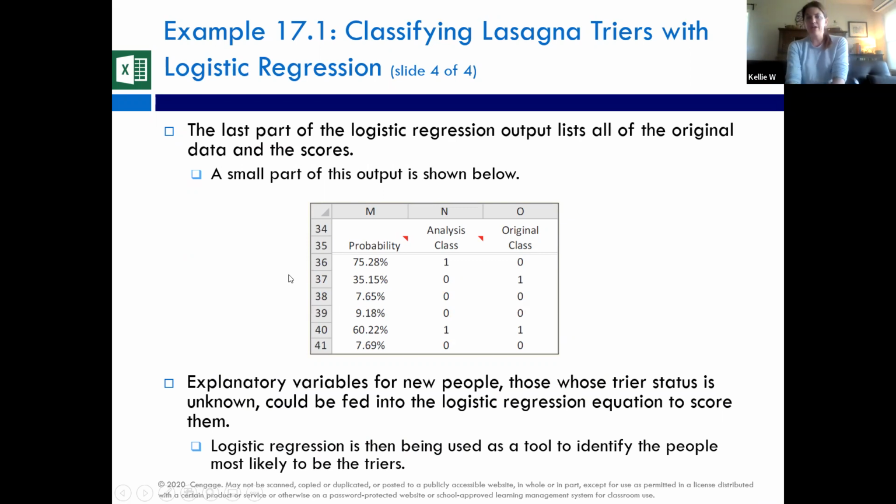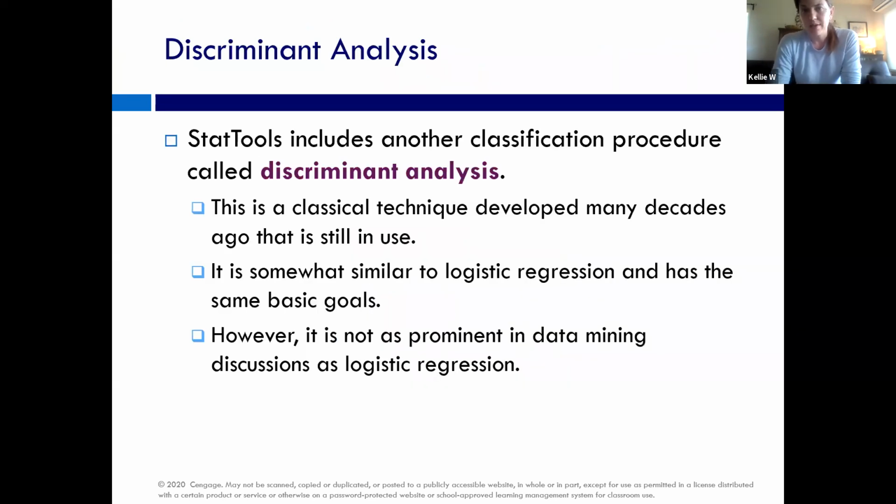So explanatory variables for new people, those people whose status isn't known, can be fed now into this equation, and then they would be scored based on the equation. This will tell you who's most likely to have tried or have not tried, but from there it would be up to you to figure out what to do with that information going forward.